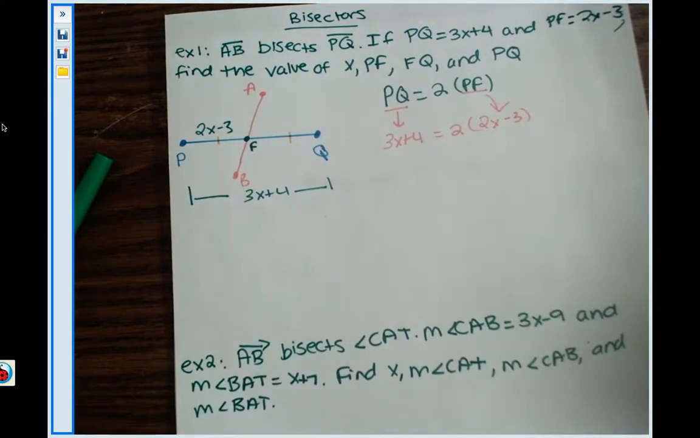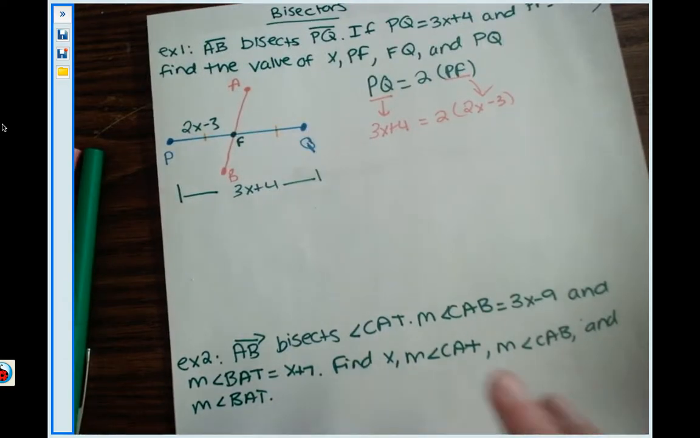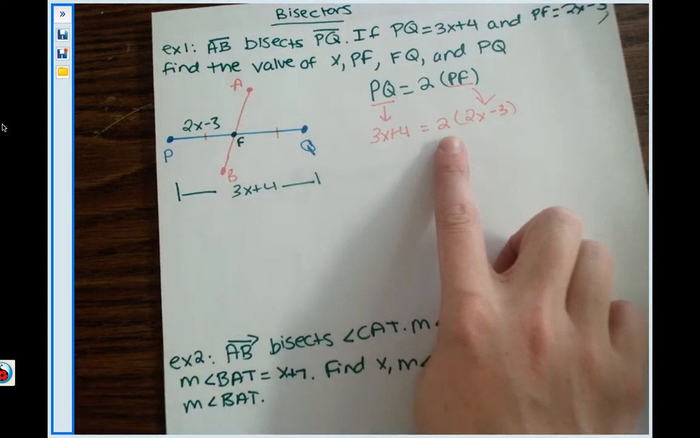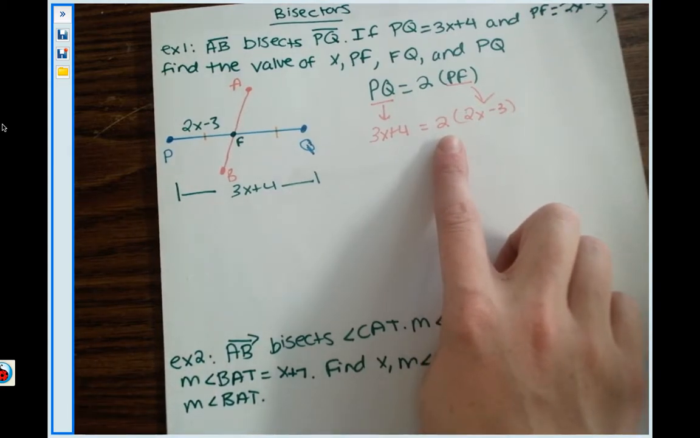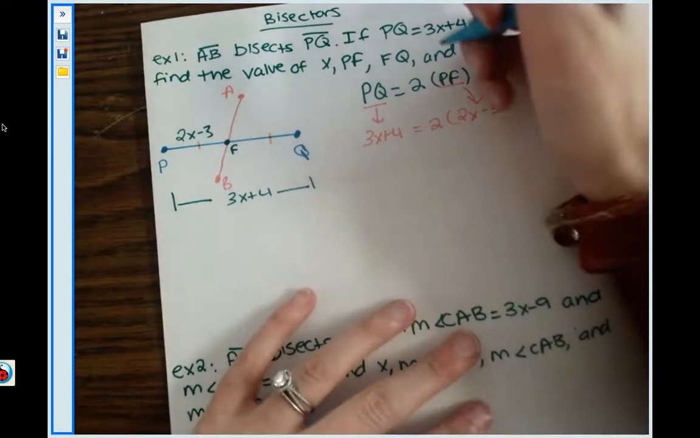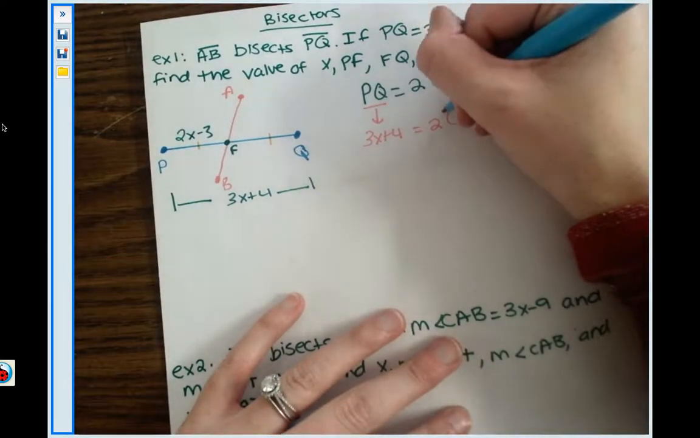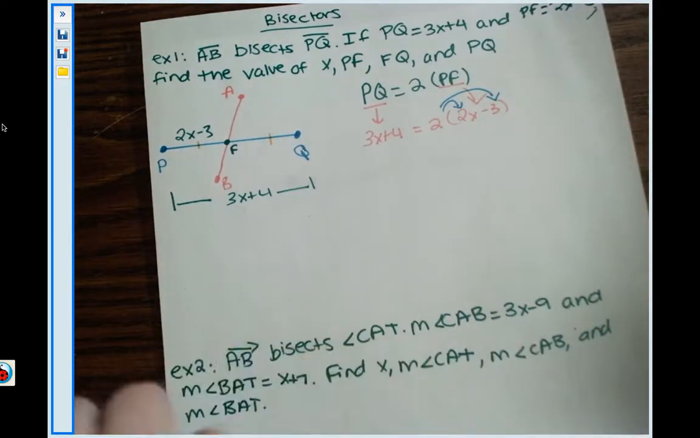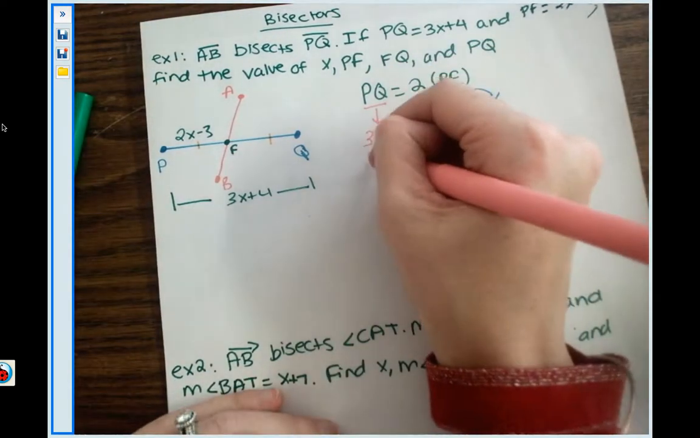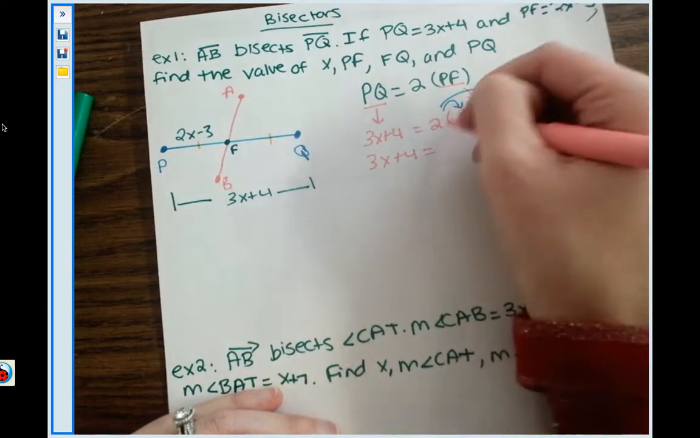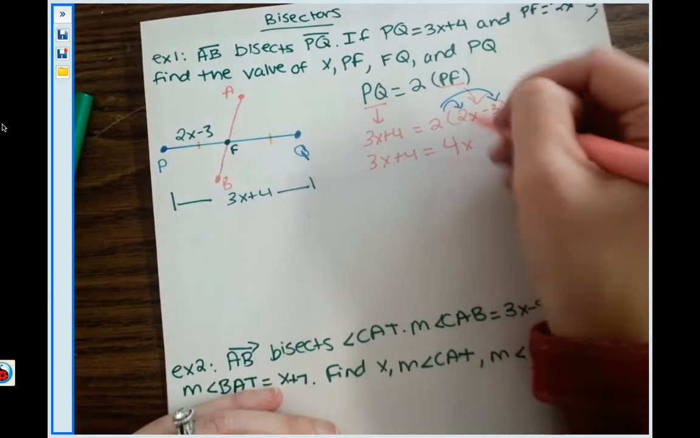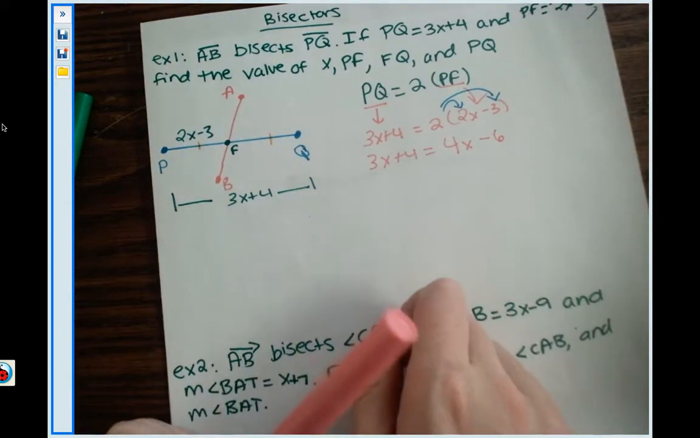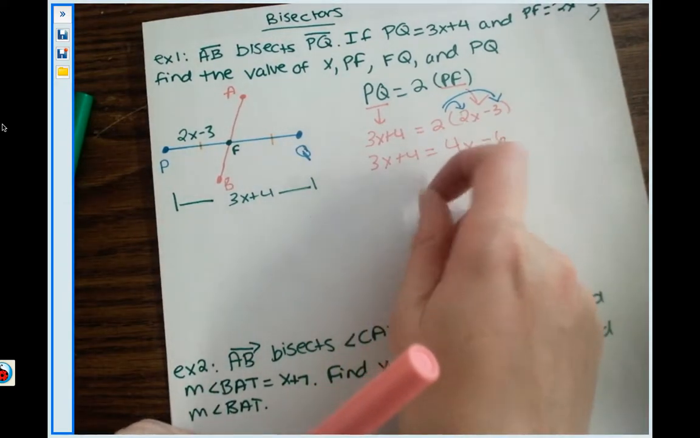Alright guys, let's start solving this thing for x. So the way I solve for x, first of all, I need to deal with this 2 out in front of my parenthesis. The way that we deal with numbers out in front of a parenthesis, you guys are so smart, is by distributing. So I'm going to distribute my 2 to each of these numbers. So what I'm left with is 3x plus 4 equals 2 times 2x is 4x, and 2 times negative 3 is negative 6.